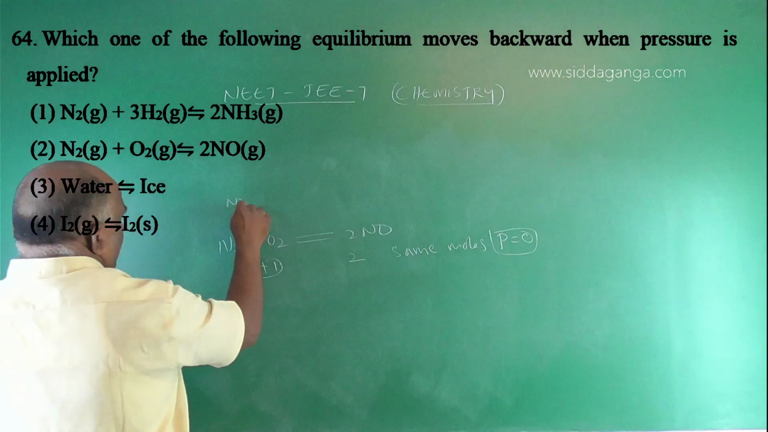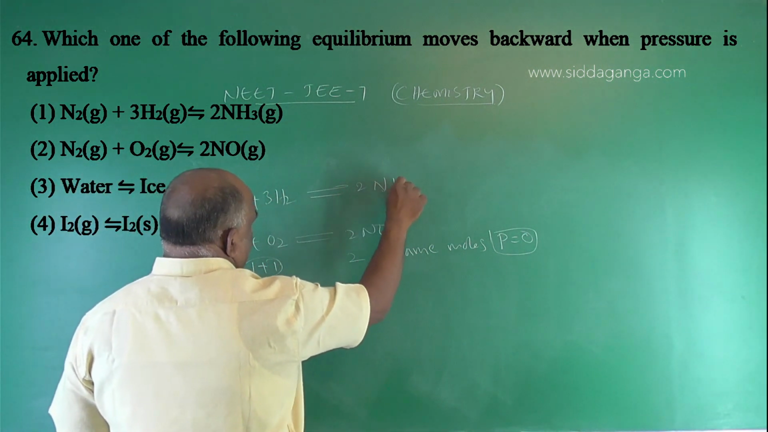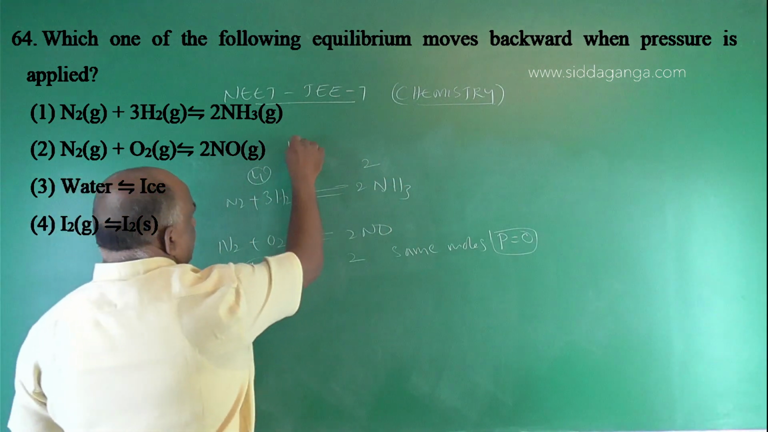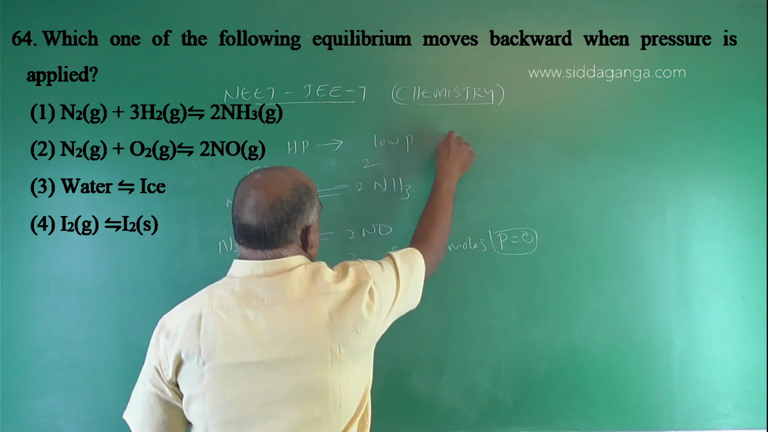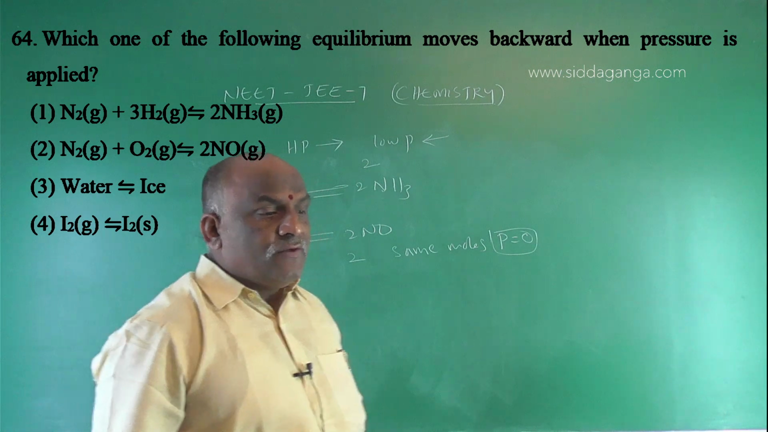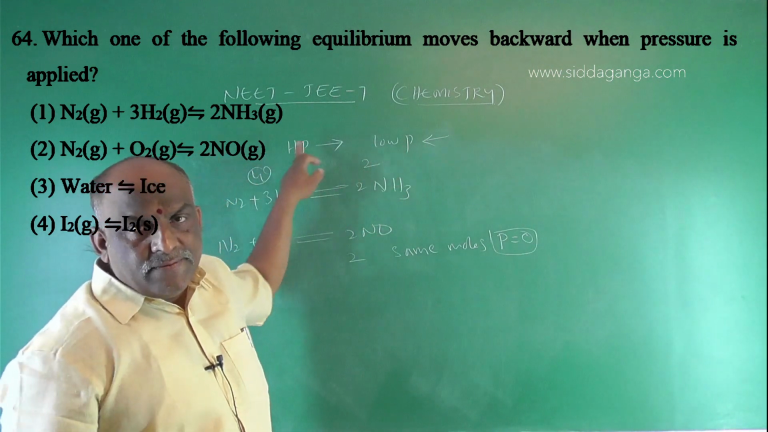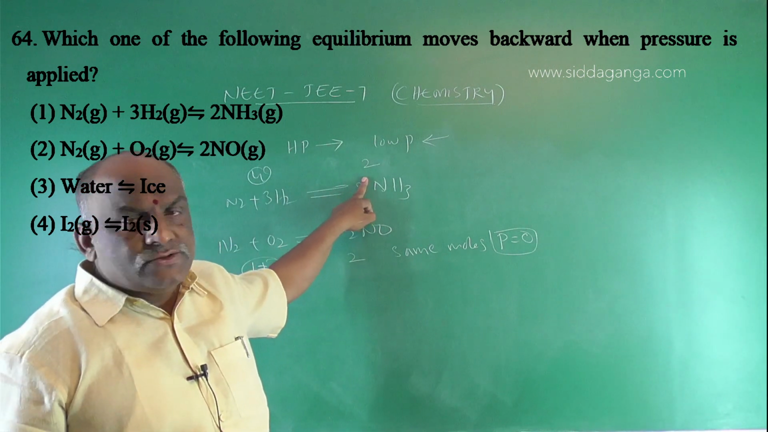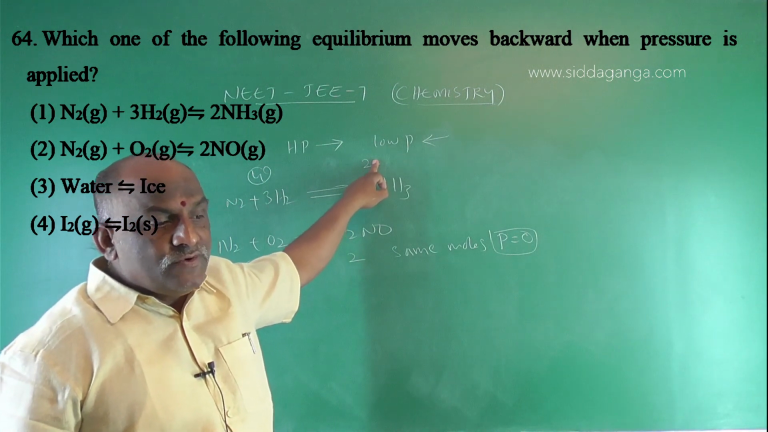Option 1. N2 plus 3H2 equilibrium 2NH3. Here reactants 4 moles, products 2 moles. High pressure, forward direction. Low pressure, backward direction. What is the question? Which one of the following equilibria moves backward when pressure is applied? Backward we require low pressure. At high pressure, forward direction, because of high pressure, lesser number of molecules. More pressure, lower number of molecules. So that's why you should go with the third option.